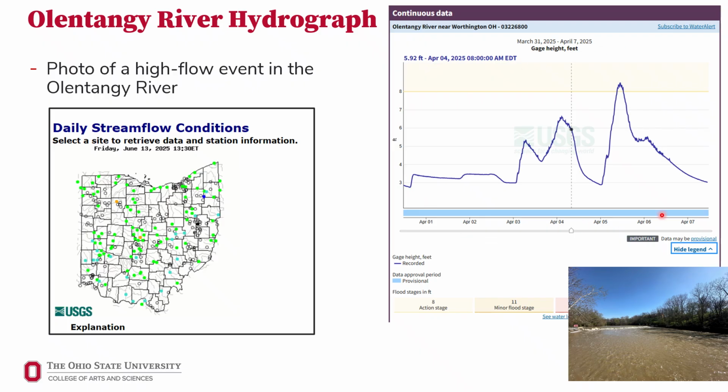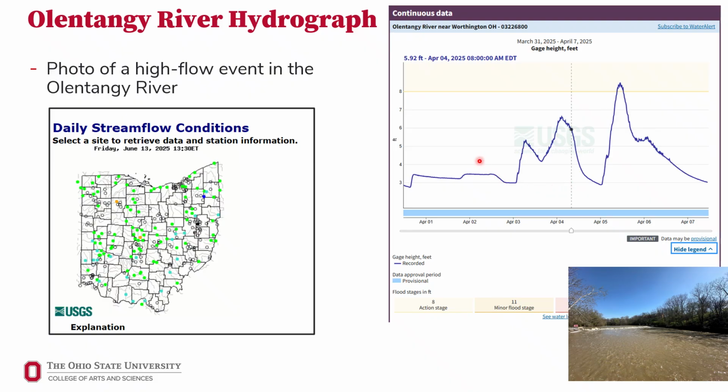On the right, I have an example of this hydrograph that I screenshotted on April 7th of 2025 after a storm event, as well as a photo of the conditions I took on that day. You'll notice that the stream discharge is increasing after each storm event and then returning back to the base flow.